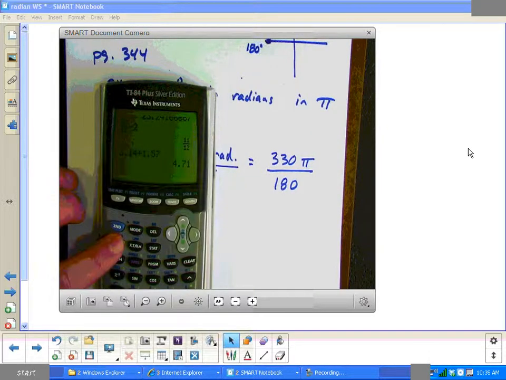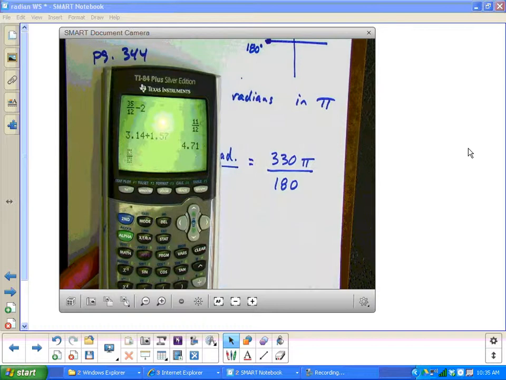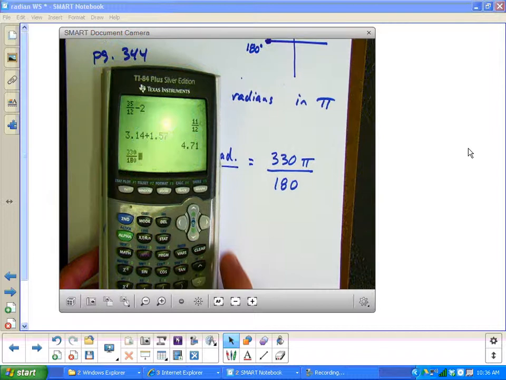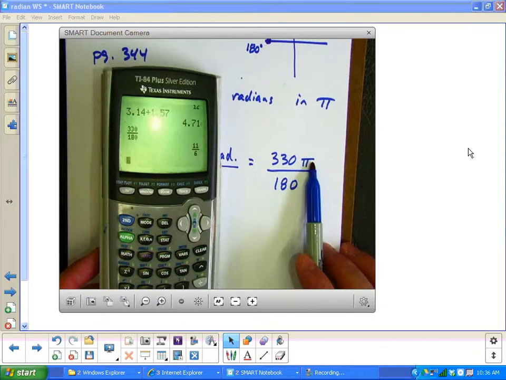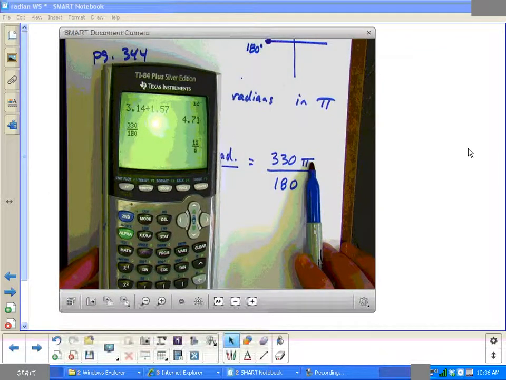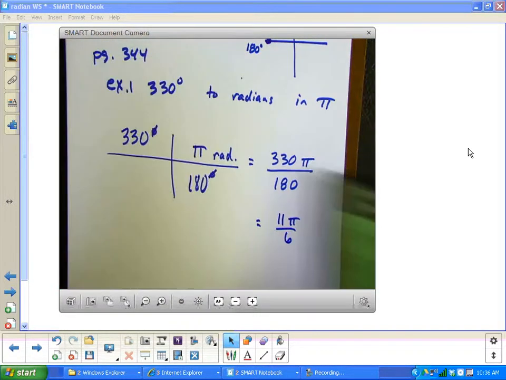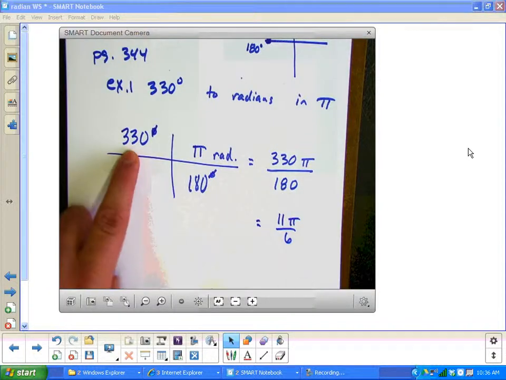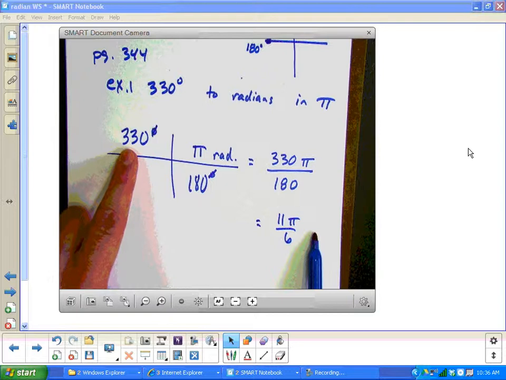All you have to do to reduce it is just put it in as a fraction. So I'm going to do the alpha F1 and put 330 over 180 and hit enter, and it'll reduce it for me. So it's 11 over 6. Now notice I didn't push in the pi symbol. If you push in the pi symbol, it's going to give you a big decimal. Okay, so I'm not going to say 11 over 6. I would say 11 pi over 6. So 330 degrees is 11 pi over 6 radians.